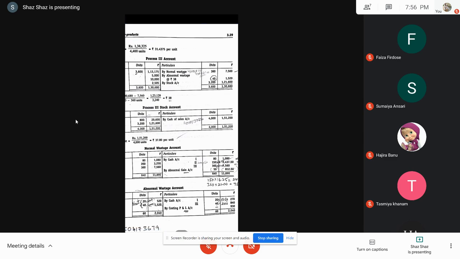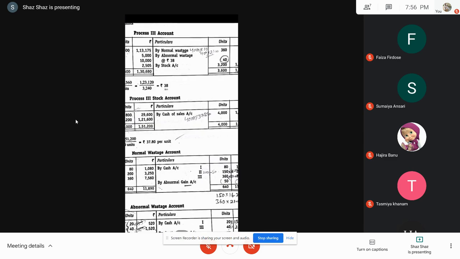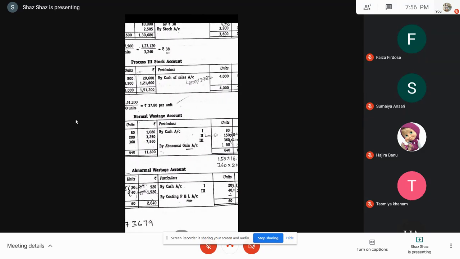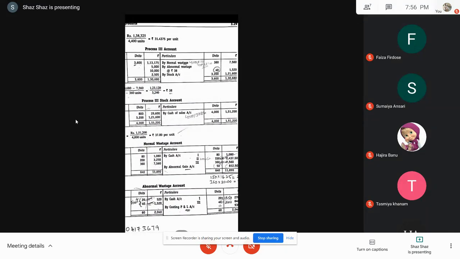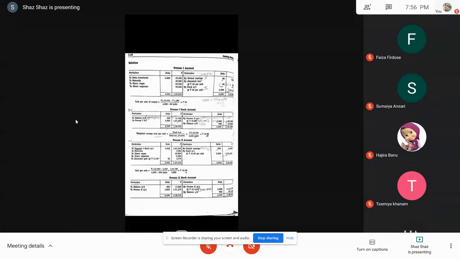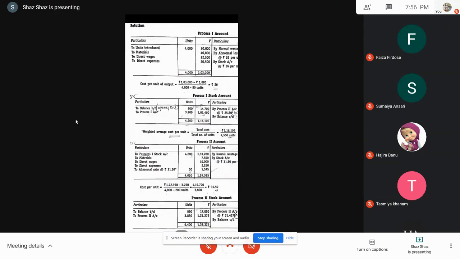You have to get some differences, like how we did it for normal wastage. Same way, we have to get differences for abnormal wastage also. So now this is for what? This has happened in the first process. Now under the second process, what do you have? Under the second process, you have abnormal gain. You leave it. No need to calculate. Go with the third process.